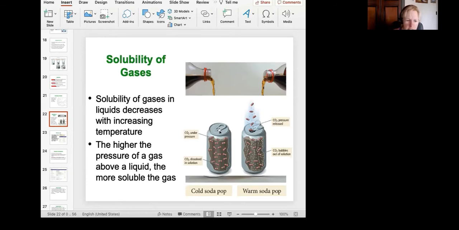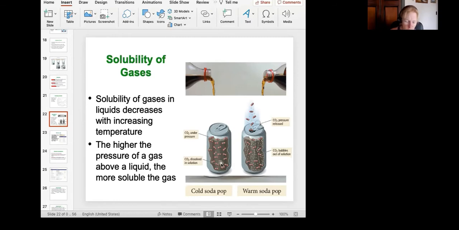And so as long as it's under pressure, meaning that there's a pressure pushing down on the top of that liquid, it's going to keep CO2 in the solution. The minute I open that can and depressurize it, now I've reduced the pressure on the surface of that liquid, and carbon dioxide can escape that solution. If I heat it, this process is going to happen even faster.